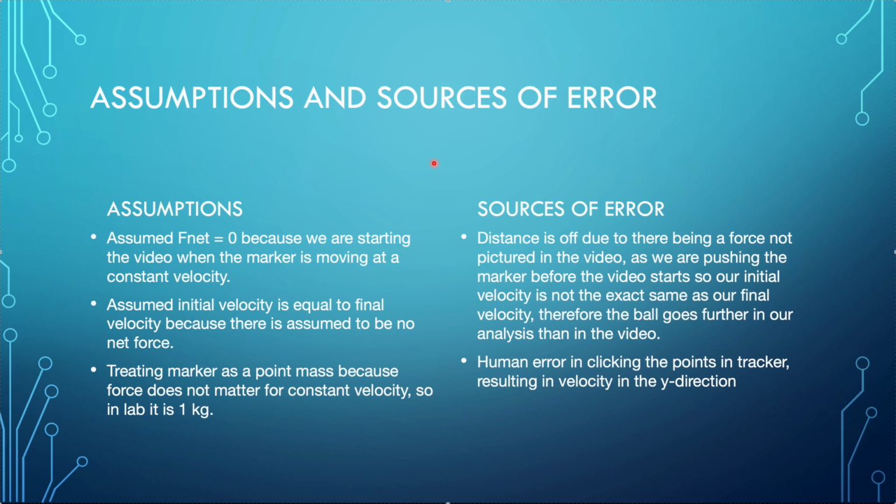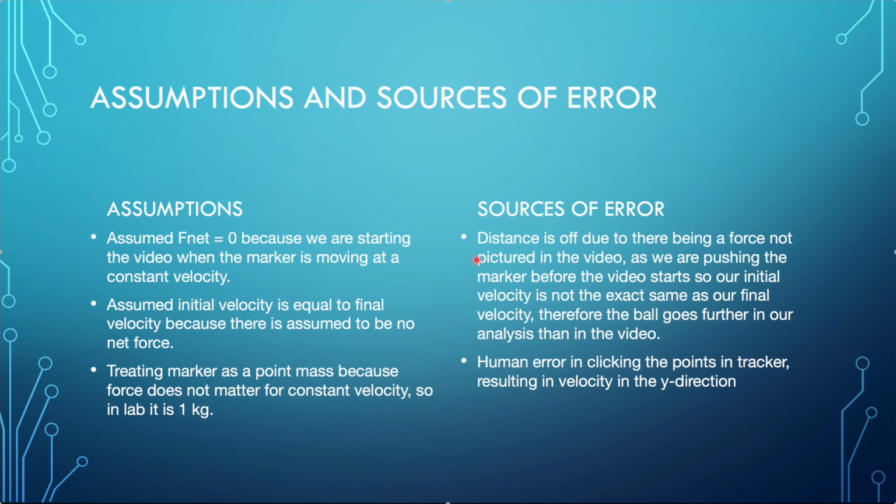And here are assumptions and sources. For our assumptions, we assume that F net is equal to 0 since we're starting the video when the marker is moving at a constant velocity. We assume that the initial velocity is equal to the final velocity since there's assumed to be no net force, since it's constant velocity. That's just from editing out the pushing of the marker. We treated the marker as a point mass, and we gave it 1 kilogram as its mass because the force does not matter for constant velocity. So in the lab, it's 1 kilogram.